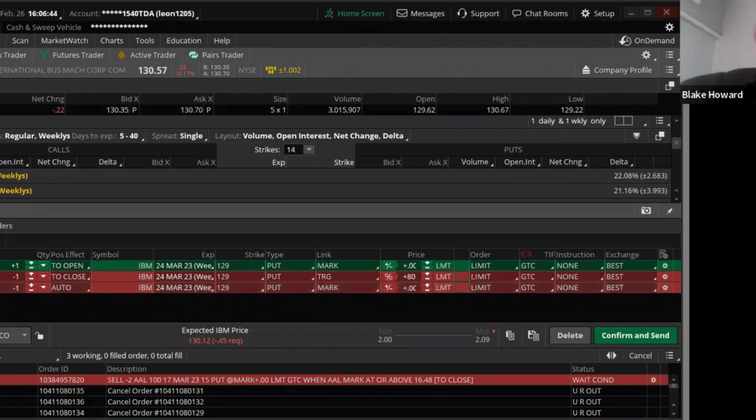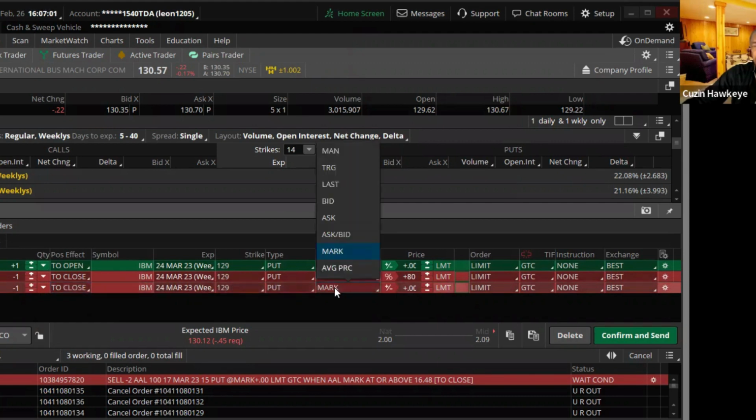That's true. Okay, so now we're on the bottom red order ticket. It still says 1. Click auto to close. We're scrolling on over. Now we're going to hit this mark and change that to trigger.